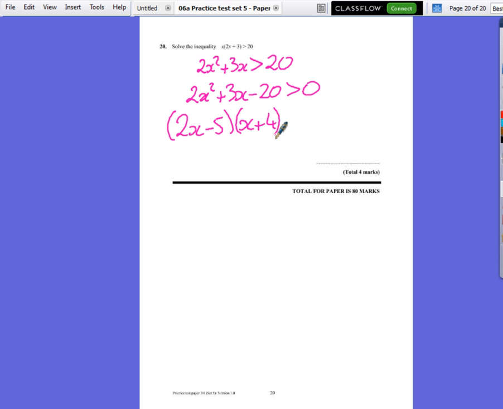So minus 5 times 4 gives us minus 20. And then just to check, 2x times 4 gives us 8x's, and minus 5 times x gives us minus 5x's, so that gives us plus 3x's. So that does work. So making each of these brackets equal to 0, x would either be plus 2.5 or minus 4. Now, this is an inequality, so you've got to be careful. We shouldn't really use the equal signs. We need to sketch the graph to figure out whether it should be greater than 2.5 or less than, and greater than minus 4 or less than minus 4.